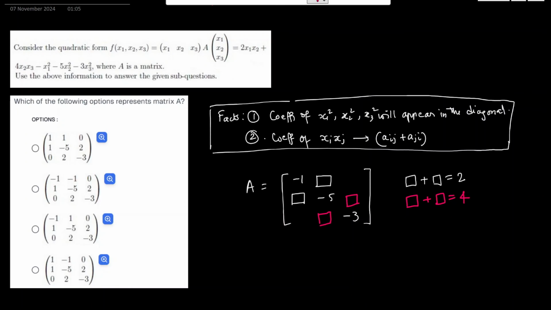And another thing is that the coefficient of x1 x3 is 0, which means this entry and this entry should add up to 0. That can be observed in the third matrix, where 2 plus 2 is equal to 4, 1 plus 1 is 2, and 0 plus 0 is 0. So this is the correct answer.